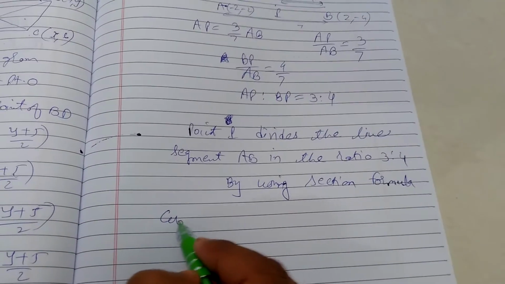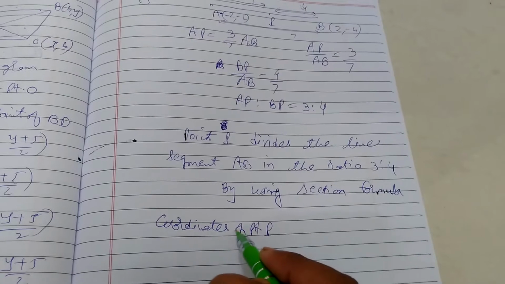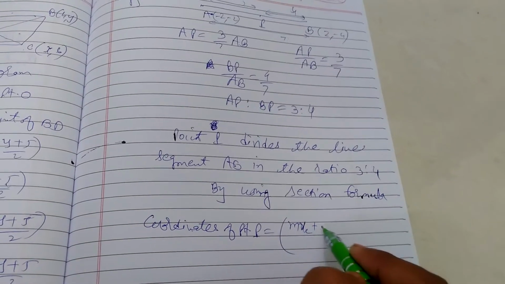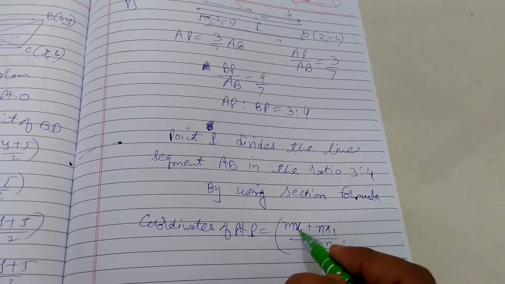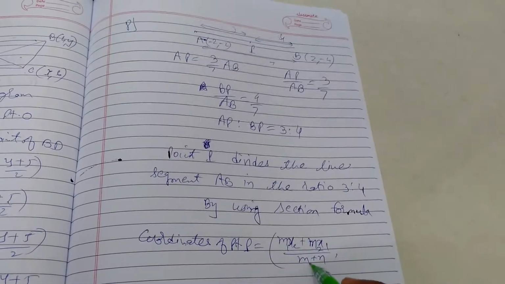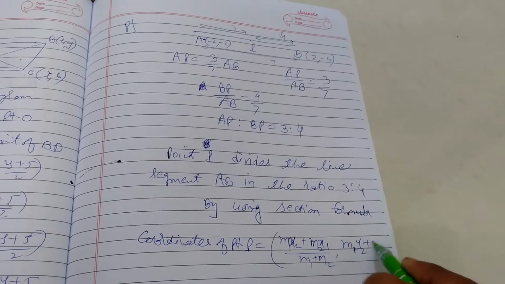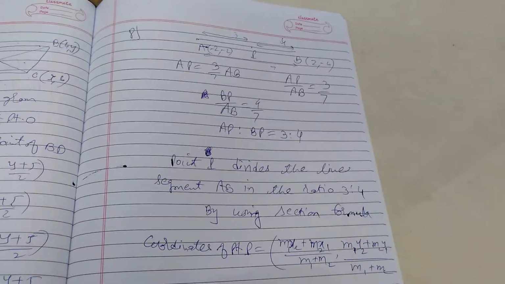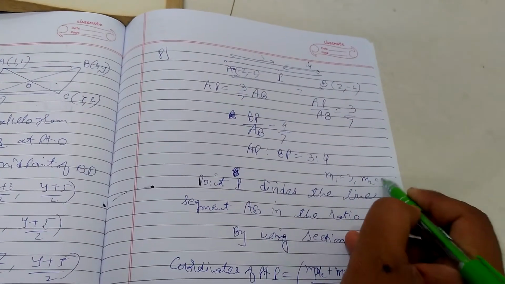By using the section formula, the coordinates of point P are, in a bracket, (m1 x2 plus m2 x1 upon m1 plus m2, m1 y2 plus m2 y1 upon m1 plus m2). This is our formula. Now we put the values here.